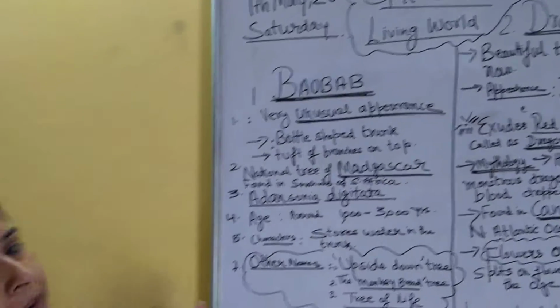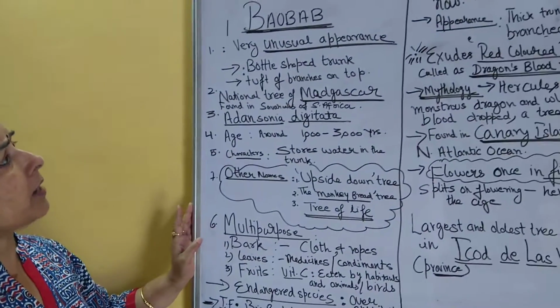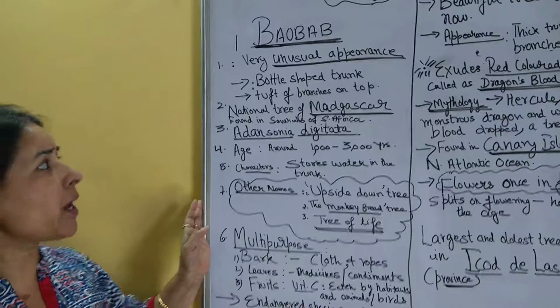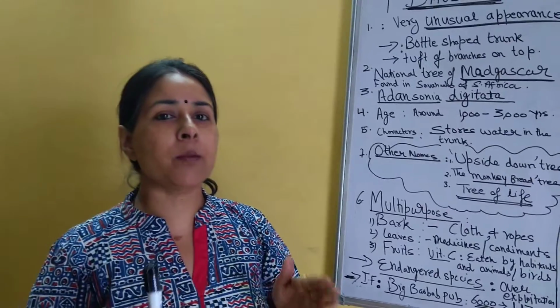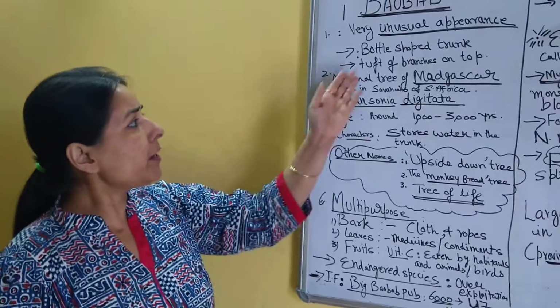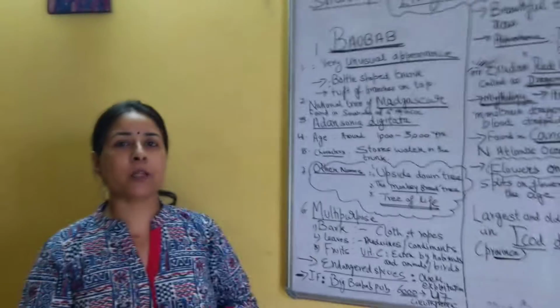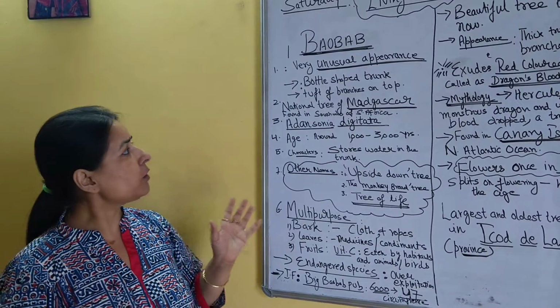So this is a very unusual plant. It is very unusual in appearance because it has a bottle-shaped trunk. The shape of the trunk, which is a stem, is very thick, but it is bottle shaped, and it has a tuft of branches on top. Tuft of branches means it has a group, it is highly branched on top.